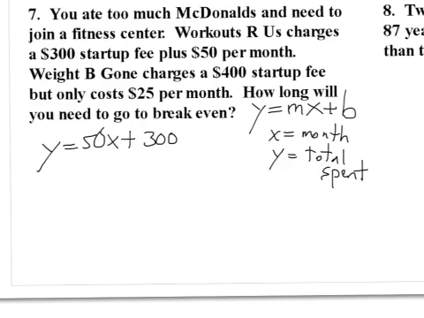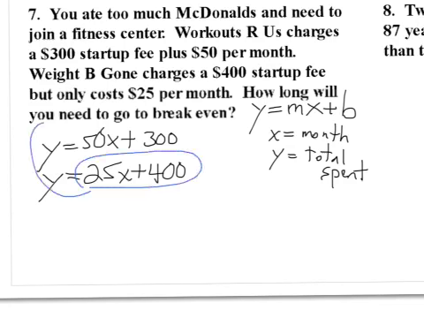And that is the slope-intercept form that we're going to use to solve this. So startup, fixed amount, monthly fee, changing amount. Let's do the same thing for Weight Be Gone. Startup of 400 and changing amount of 25 per month. Okay, so y equals 25x plus 400. And then we can solve this using substitution because we've got y by itself. So I'm going to take this and plug it in for y in the other equation. So I get 25x plus 400 equals 50x plus 300.